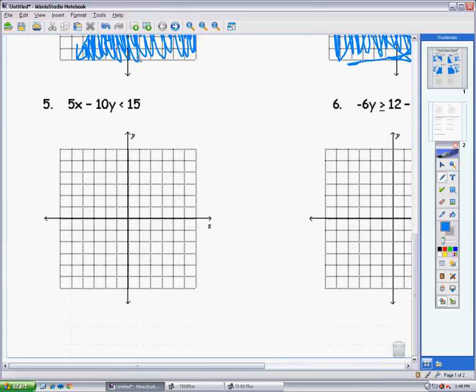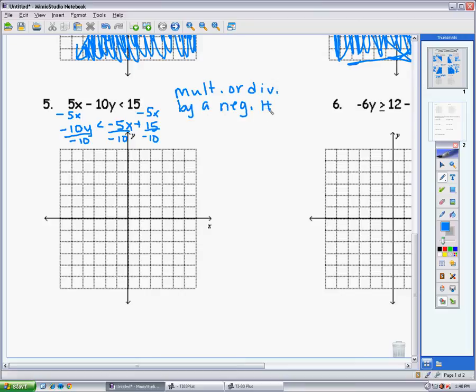Okay, number 5. This is in standard form, so again I'm going to have to get it in slope-intercept form, so I'm going to subtract 5x from both sides, and I get negative 10y is less than, I'm going to move my x term first, negative 5x plus 15, then I'm going to divide by negative 10, and if you'll remember from the last lesson, anytime you multiply or divide by a negative number, you must flip the inequality sign.